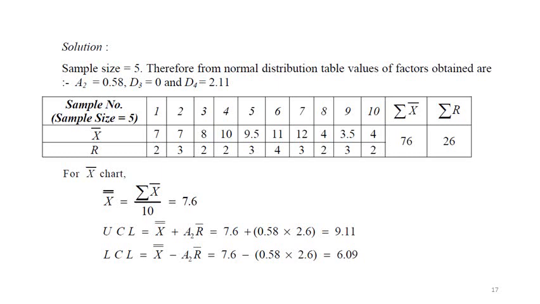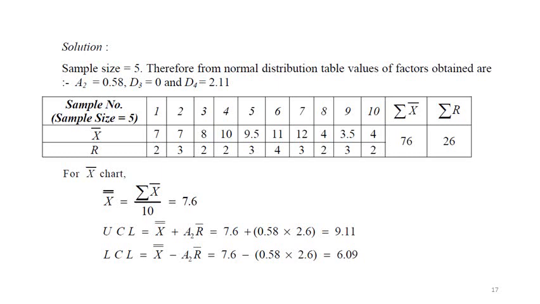Then here the X bar value and R value are given, so we only need to consider X double bar and R bar. For measuring X double bar we need sigma X bar: 7 plus 7 plus 8 plus 10 plus, like that. We get sigma X bar equal to 76. And for measuring R bar we need sigma R, that is 2 plus 3 plus 2 plus 2, like that. Sigma R equals 26.